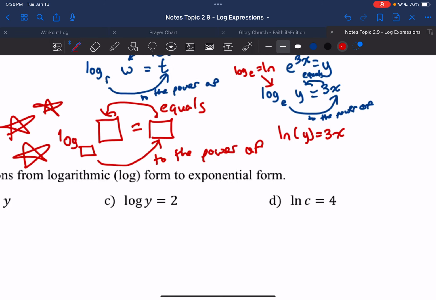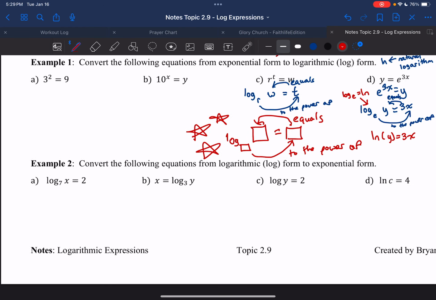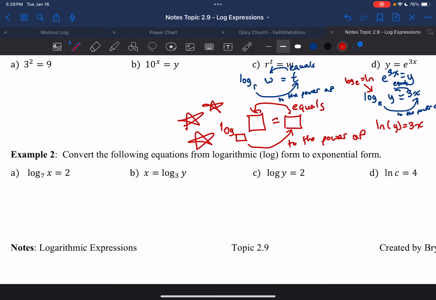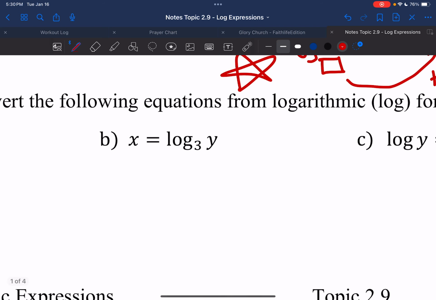So now let's go the other way. Going the other way is where this makes the most sense. Okay, let's say B and D together. And for the rest of them that I'm not showing, go to the answer key on Schoology and check that. So convert the following equations from log form to exponential form. Once again, I always want my log on the left side just because that makes my life a lot easier. This is where my arrows come into play.